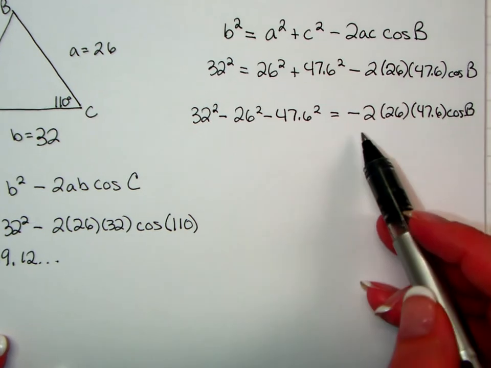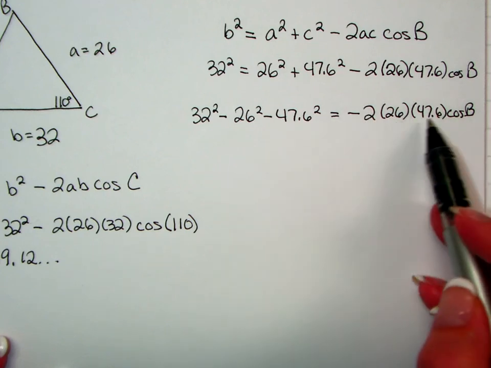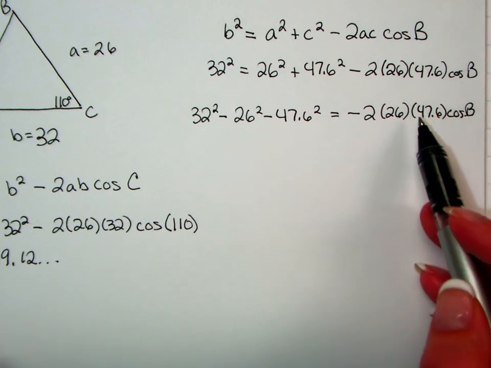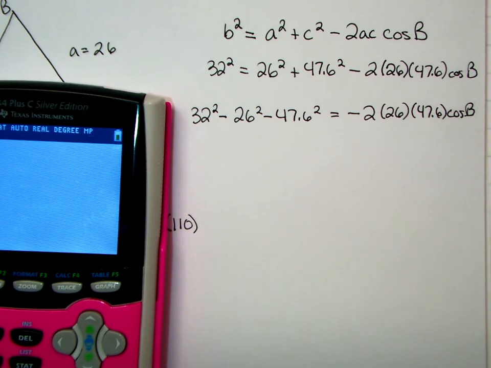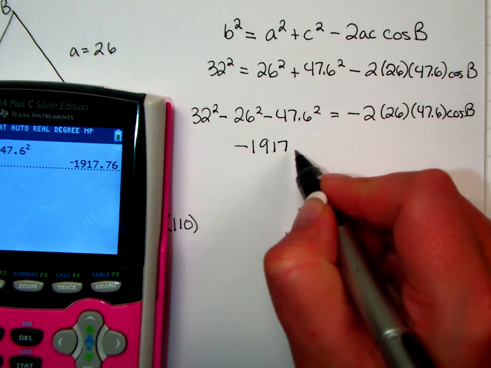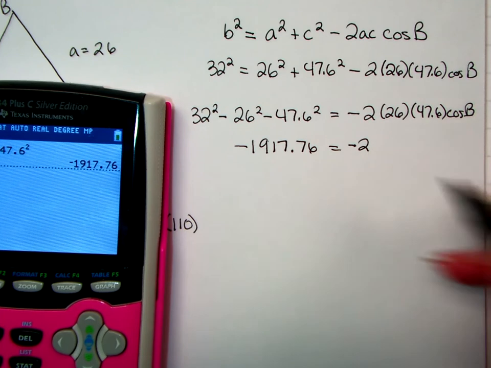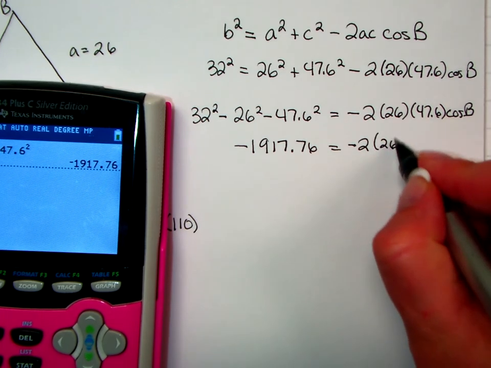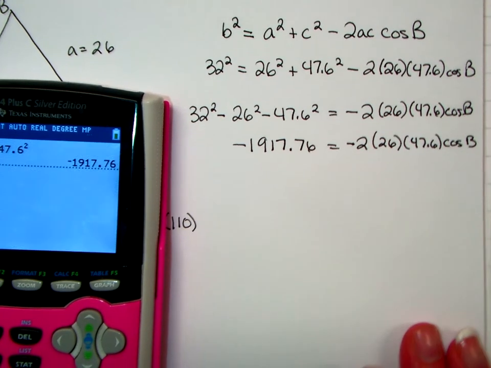Why am I not adding this? Because this is really being multiplied. All of this is being multiplied times cosine B. So be careful here. So let's do 32 squared minus 26 squared minus 47.6 squared. That gives 1917.76. I could have multiplied that together, but I started writing it, so I might as well go with it.